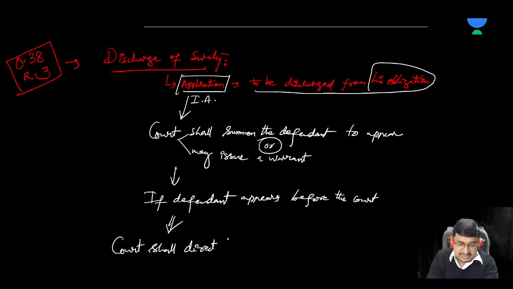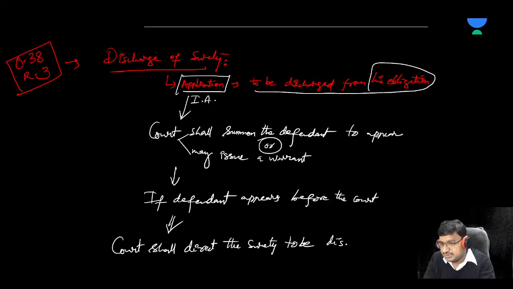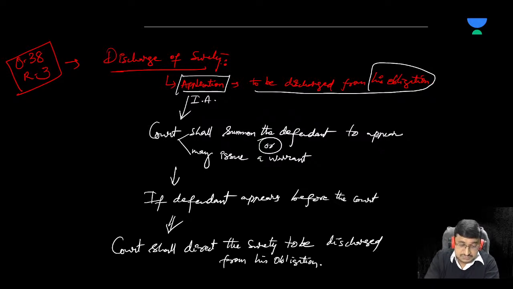The court shall direct the surety to be discharged from his obligation. Therefore, the court shall call upon the defendant to find a fresh surety if he is not able to furnish the sufficient amount to satisfy the claim of the plaintiff. Therefore, this is the procedure, friends, for discharge of the surety.